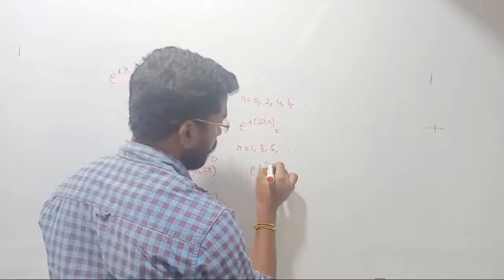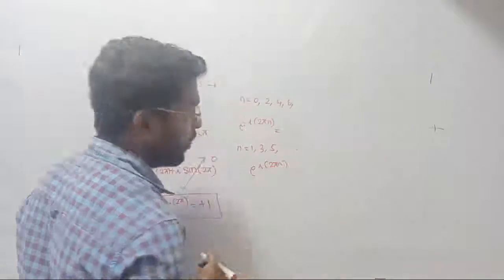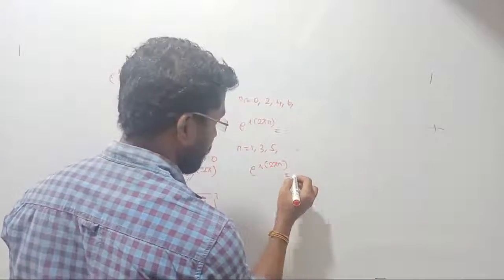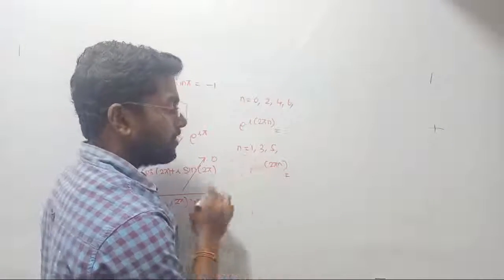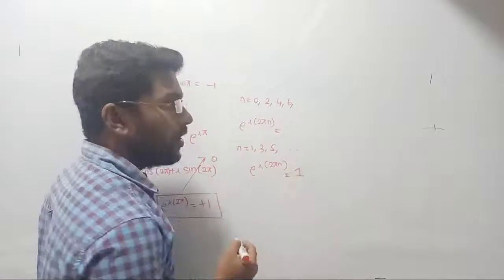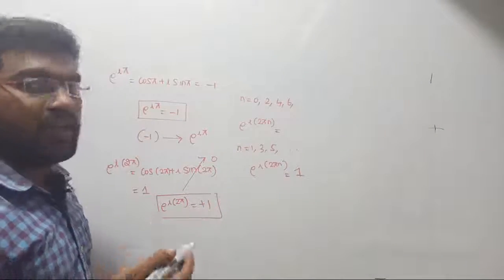e power 2 pi n, because sometimes you'll be tested for odd values of n and even values of n, that's why I'm writing like this. Now substitute. For n equal to 1 you get 2 pi, for 3 you get 6 pi, for 5 you get 6 pi, that is equal to what? Cos 6 pi, cos anything, right?